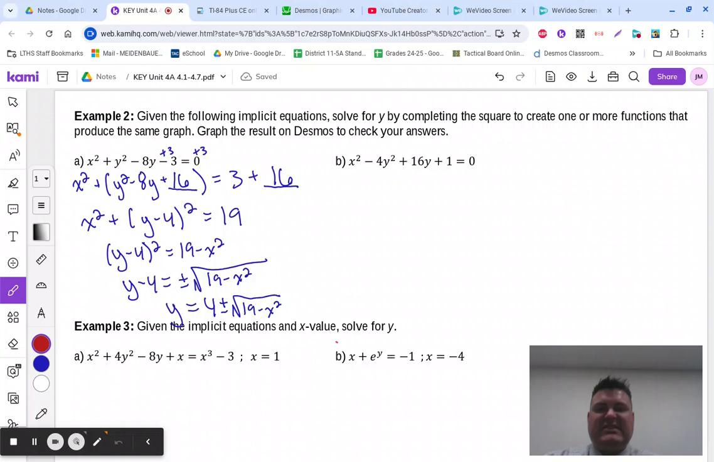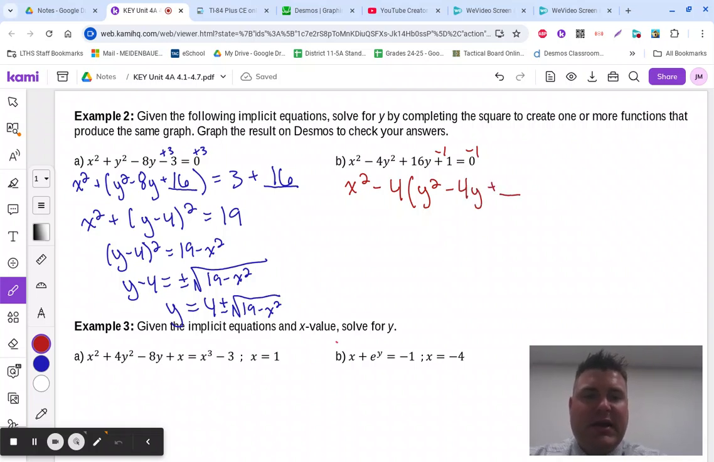All right, next one, same idea, but a little more complicated, because when you complete the square, the constant in front of the y squared needs to be a 1. So watch what I do here. First off, I'm going to subtract 1 from both sides. So you'll see that in a second. Minus 4. What's going to happen here is I'm going to divide out a negative 4. So I'm left with y squared minus 4y plus blank.